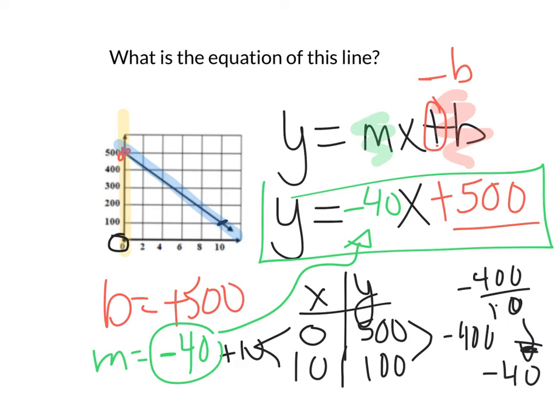And so you can check your work by saying, okay, let's plug in a 0. Negative 40 times 0 is 0, plus 500 gives me 500. 0, 500, we're good to go. 10 times negative 40 is negative 400, plus 500 is a positive 100, and so that's what I have there as well. Okay, so that's looking at a one quadrant graph.